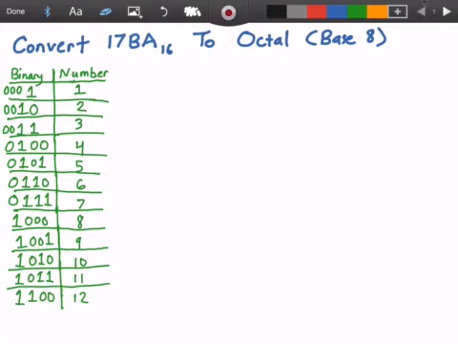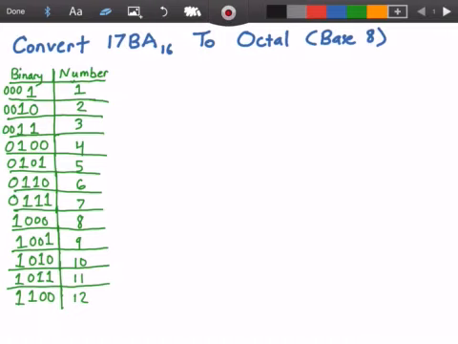Hey guys, and welcome to this video on converting from hexadecimal to octal. So here we have our problem. We want to convert the hexadecimal number 17BA, which is of course base 16, to octal, which of course is base 8.